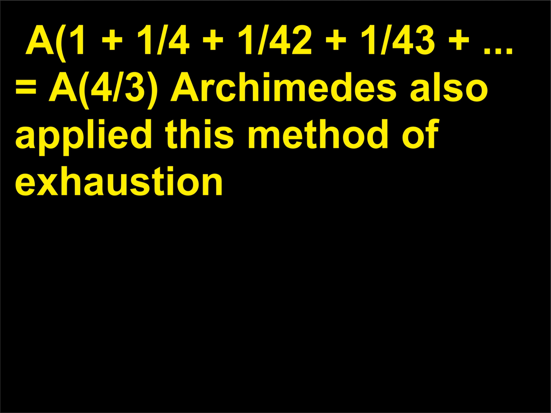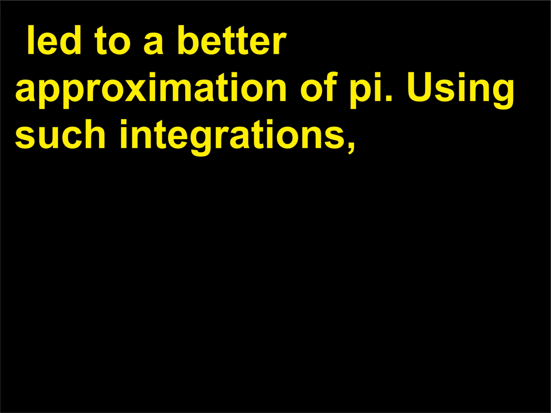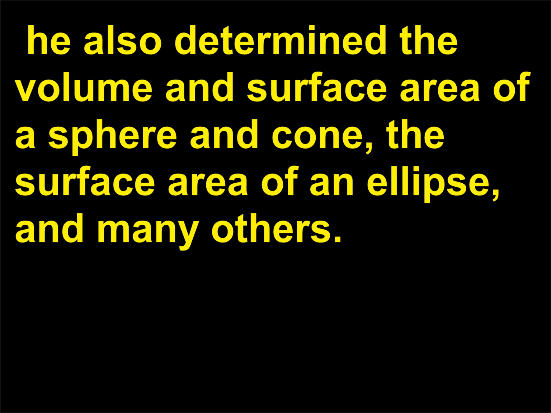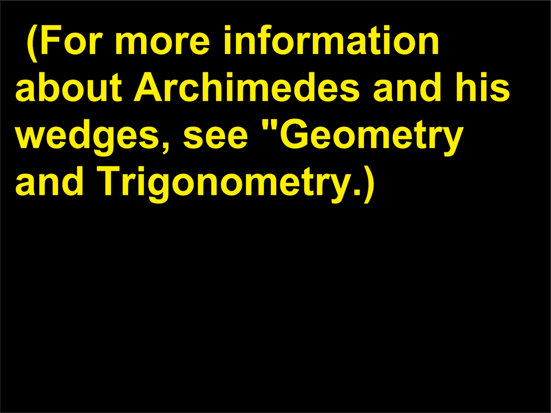Archimedes also applied this method of exhaustion, not literally becoming tired, but close to it, to approximate the area of a circle, which, in turn, led to a better approximation of pi. Using such integrations, he also determined the volume and surface area of a sphere and cone, the surface area of an ellipse, and many others. His work is considered the first steps toward integration that would eventually lead to integral calculus. For more information about Archimedes and his wedges, see geometry and trigonometry.